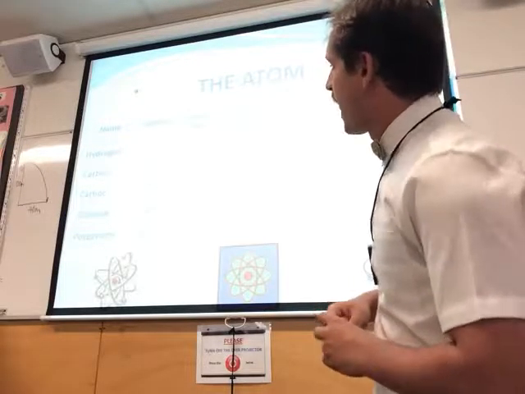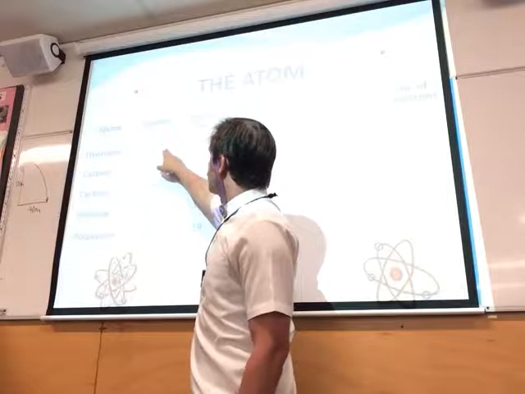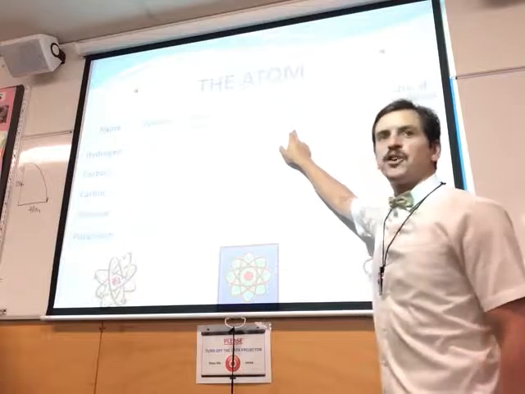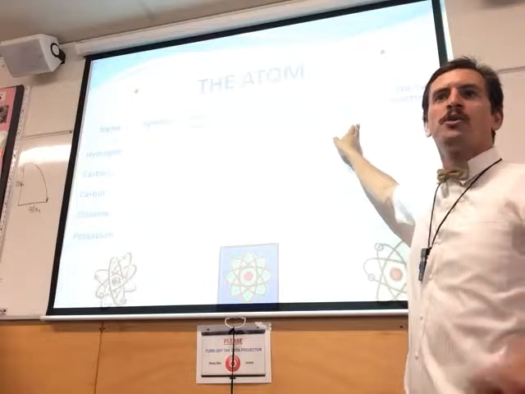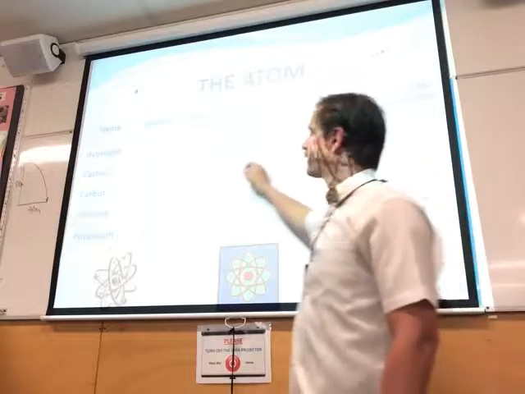So, the atom, for example, here I've got hydrogen, atomic number 1, mass number 1, so number of protons must be 1, therefore its number of neutrons is 0 in ordinary hydrogen. Number of electrons, 1.